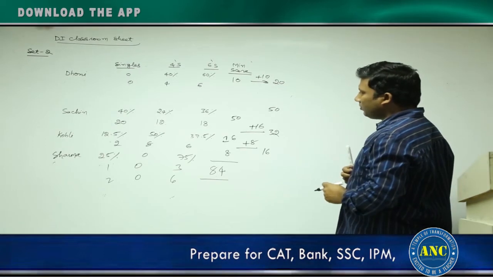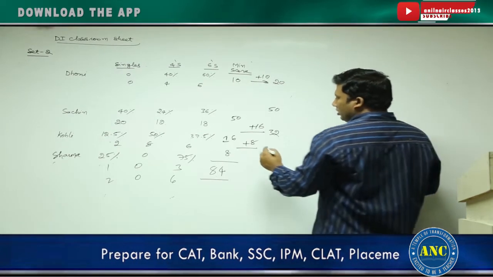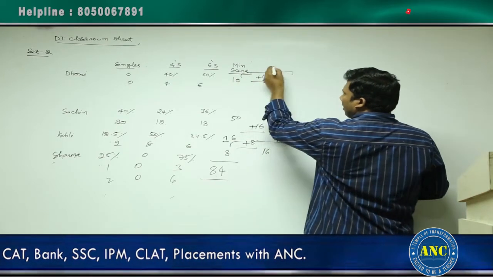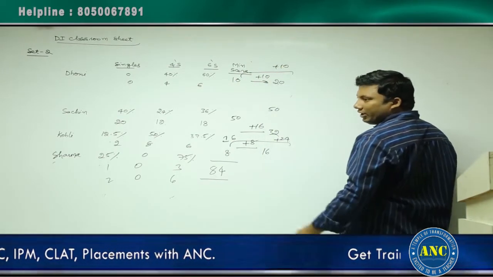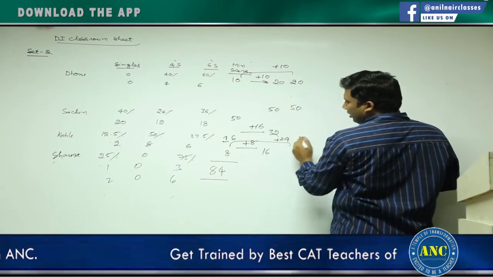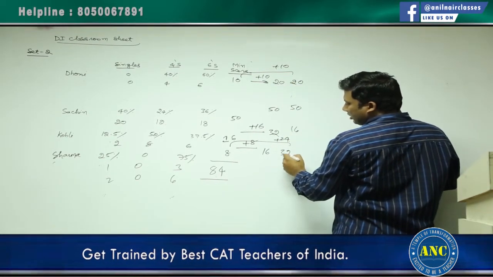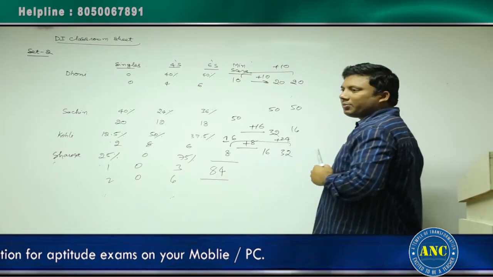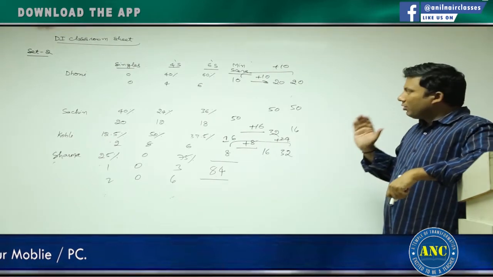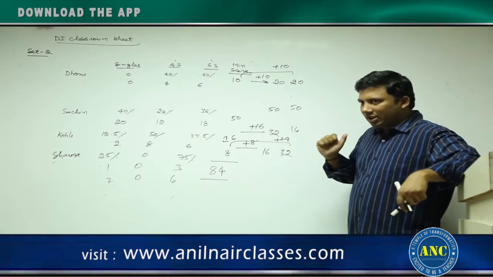What is the next possibility? 34 means he can do 24, he can do another 10. Yes or no? 24 plus 10, 34. Dhoni is 20, Sachin is 50, Kohli is 16, and it is 30. Any other possibility? 34 means it could be 10 plus 24.